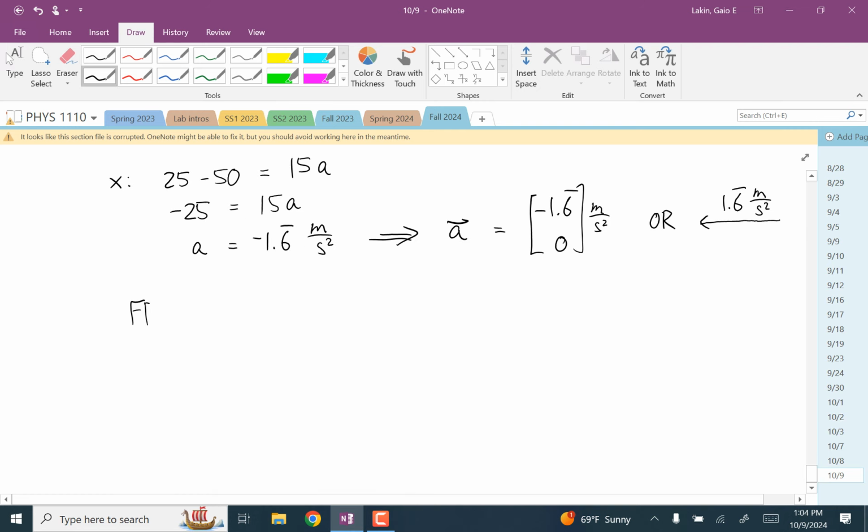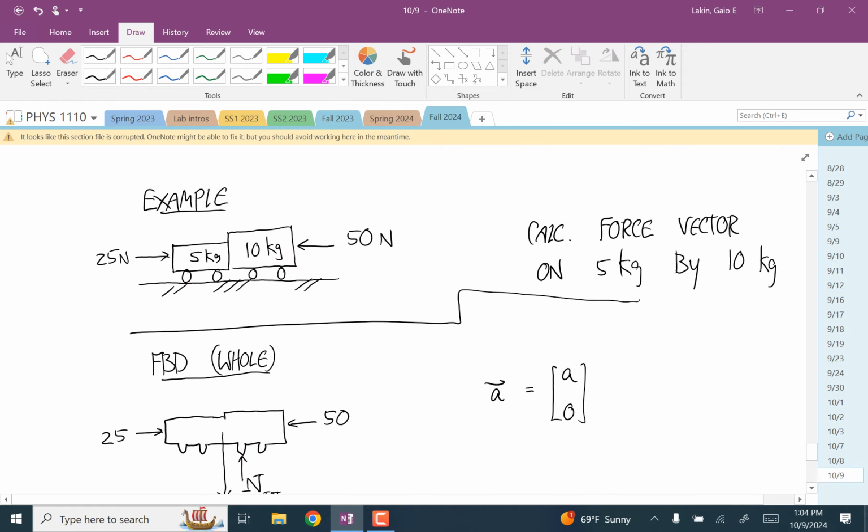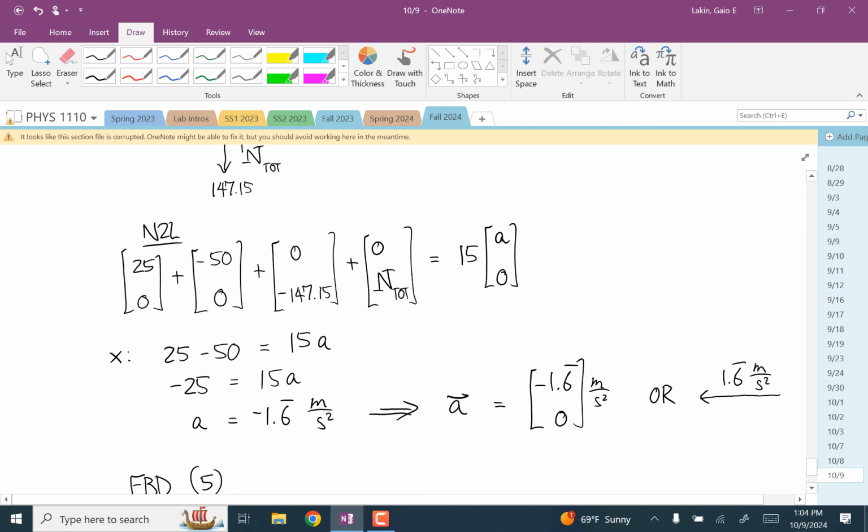So now I'm going to draw a free body diagram of the 5. Does the 25 act on the 5? Yes. Does the 50 act on the 5? No. That's important. Okay. So it's the weight, and then only the things in contact with the boundary that you're choosing.